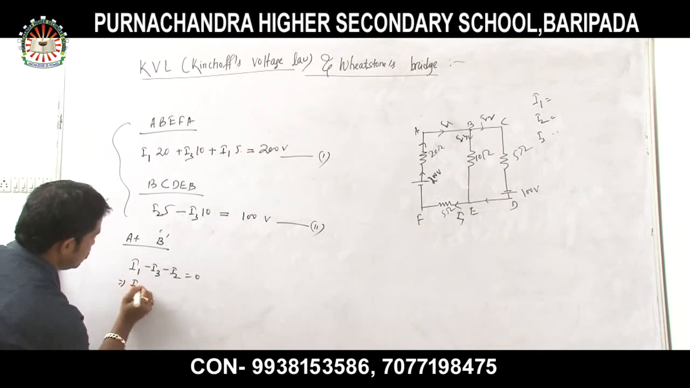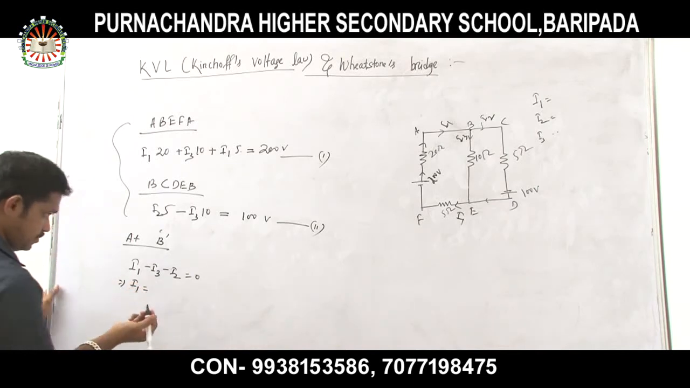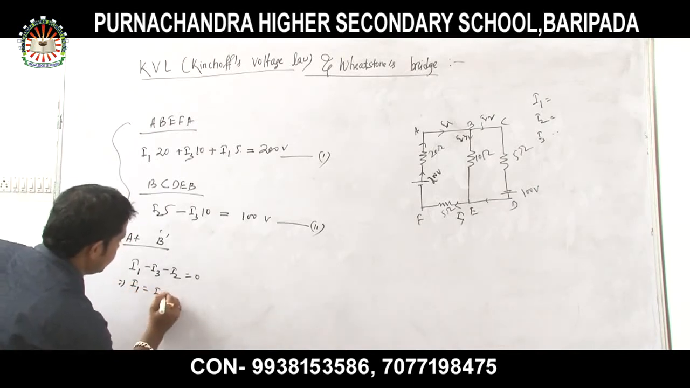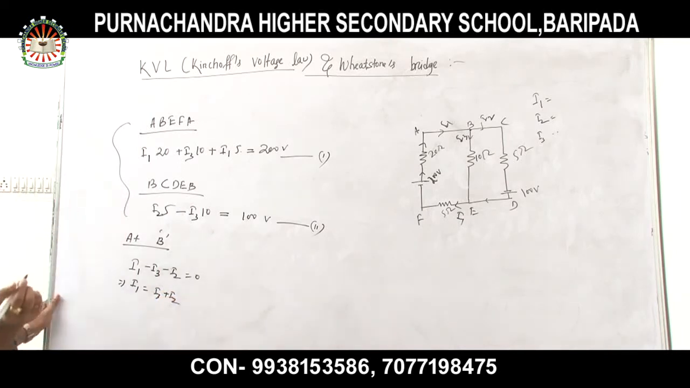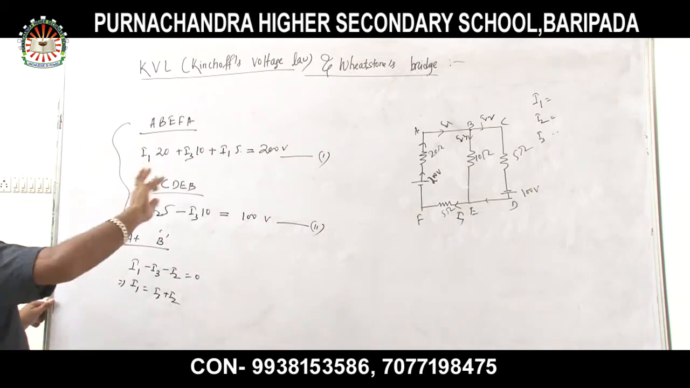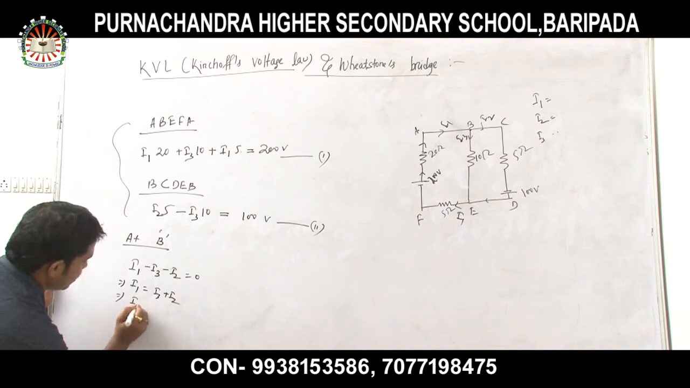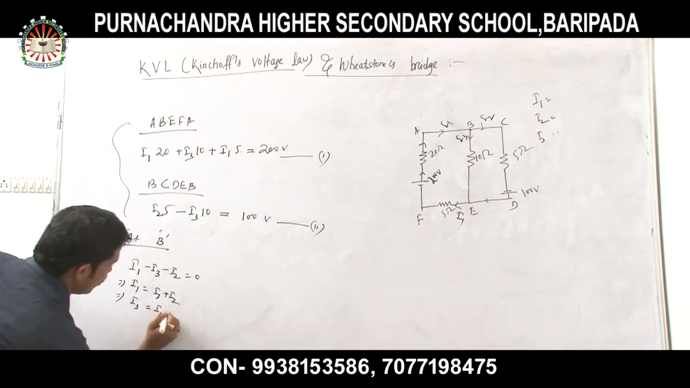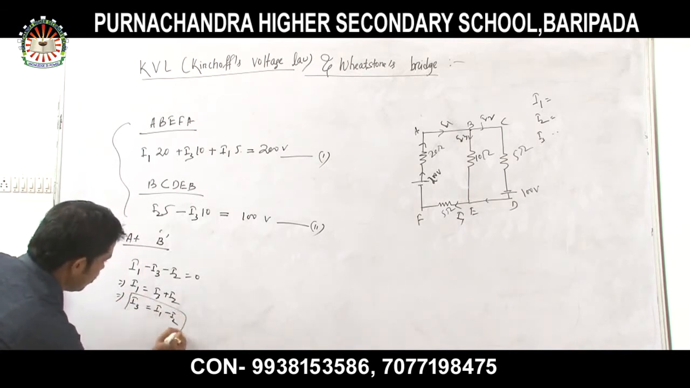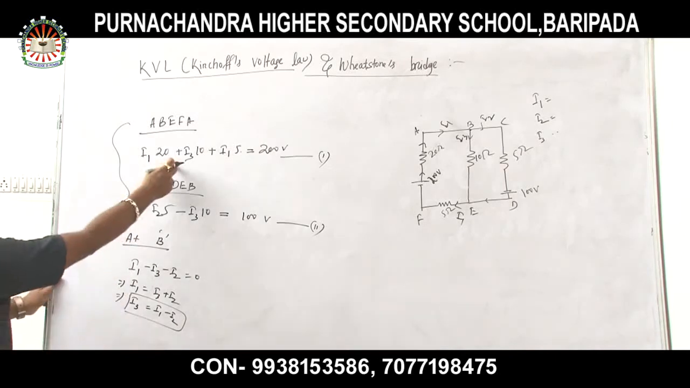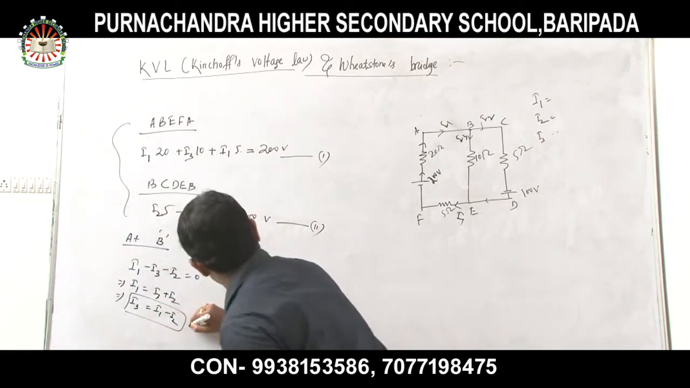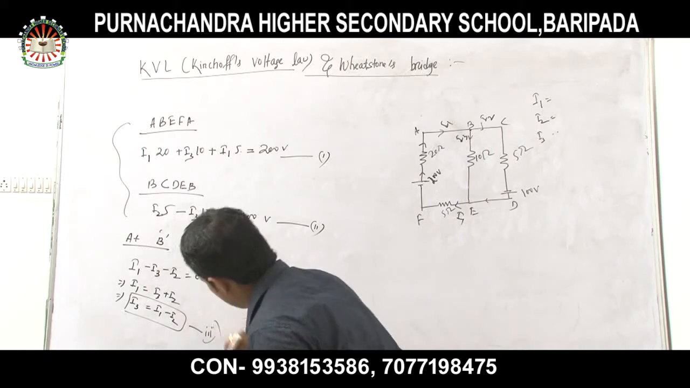So that implies I1 is equal to I3 plus I2. These two are outgoing, these are incoming. Or that implies, if you want the variable, take I3: I3 is equal to I1 minus I2. Put the value of I3 here. So this is equation number 3. Let us take equation number 3.